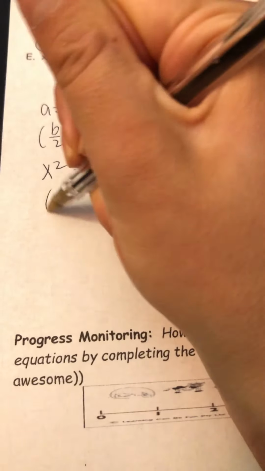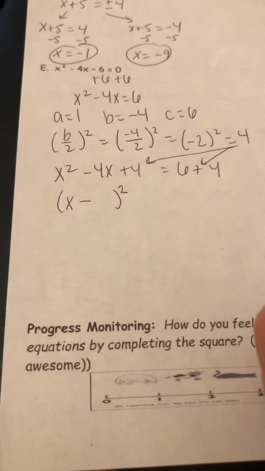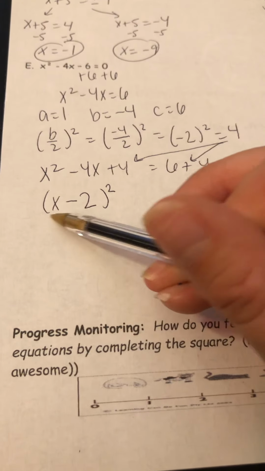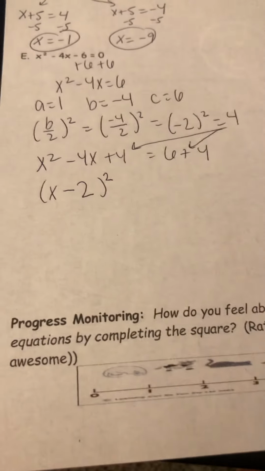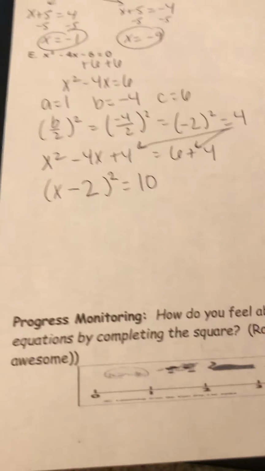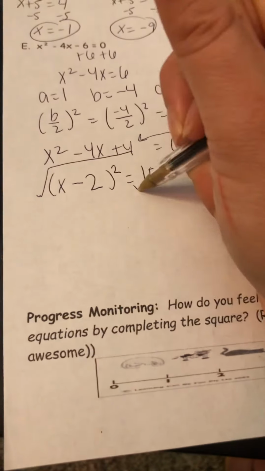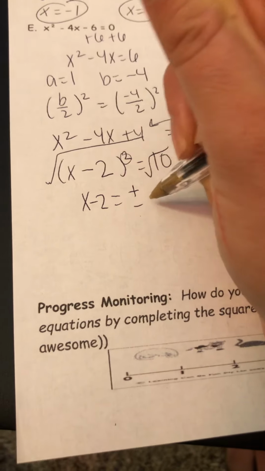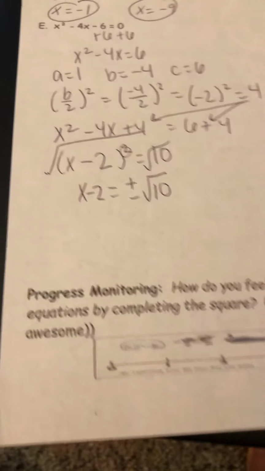And I need to factor. I know it'll be negative because that middle term is negative. It's going to be x minus 2. Negative 2 squared is 4. And negative 2 times x is negative 2x. If you doubled it, it would give you that negative 4. And 6 plus 4 is 10. Square root both sides to get rid of that square. You get x minus 2 is equal to plus or minus the square root of 10 because 10 cannot be taken square root of perfectly.